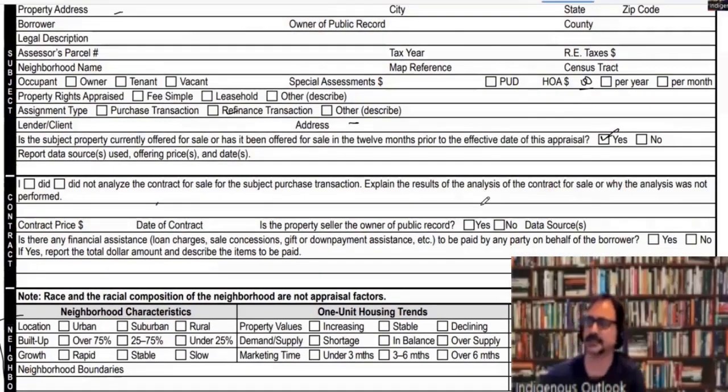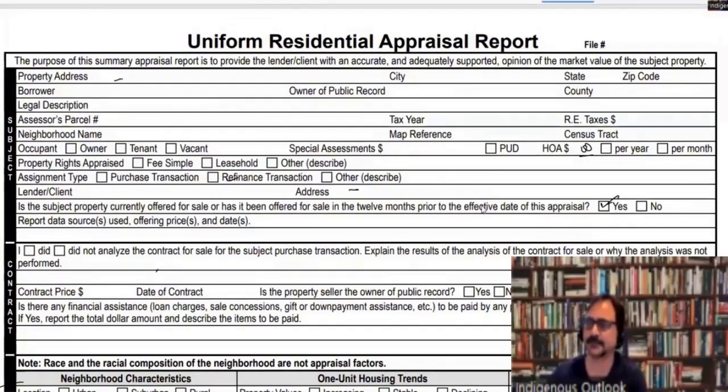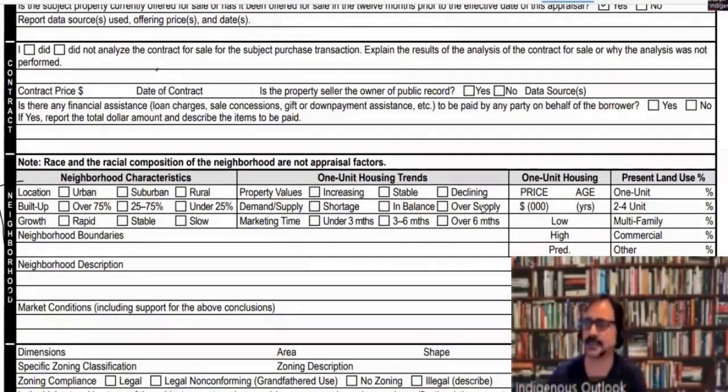Is the subject clear? Is the subject clear for everyone? Any question? Okay, very good. Now let's go to the contract.